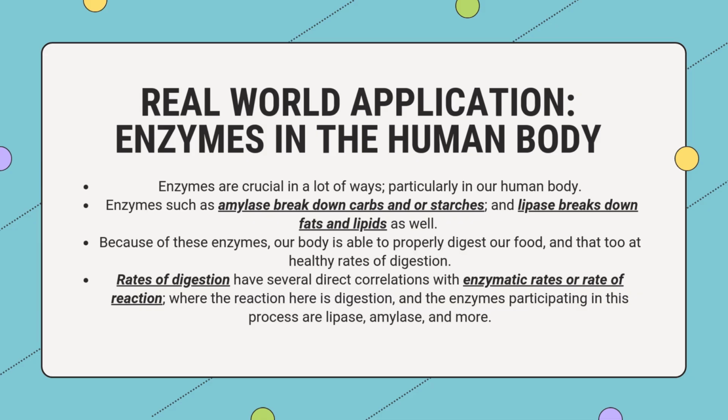So here is a real world application of enzymes: enzymes in the human body. Enzymes are crucial in a lot of ways, particularly in our human body. Enzymes such as amylase break down carbs and starches, and lipase breaks down fats and lipids as well. Because of these enzymes, our body is able to properly digest our food, and at healthy rates of digestion. Keep in mind, rates of digestion have direct correlations with enzymatic rates or rate of reaction, where the reaction here is digestion, and the enzymes participating in this process of digestion are lipase, amylase, and more.